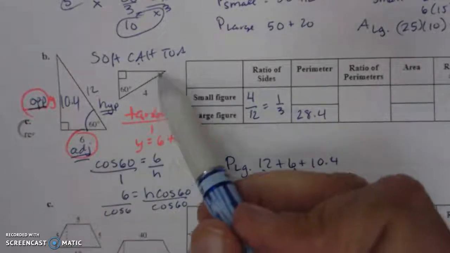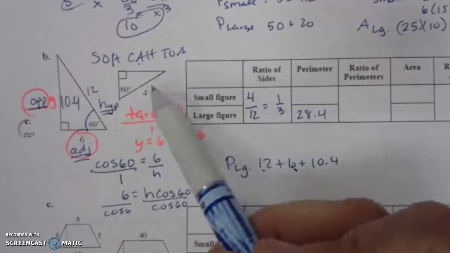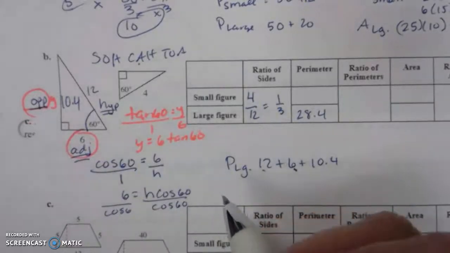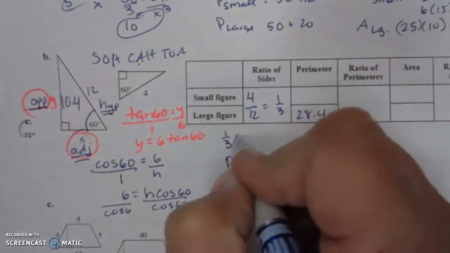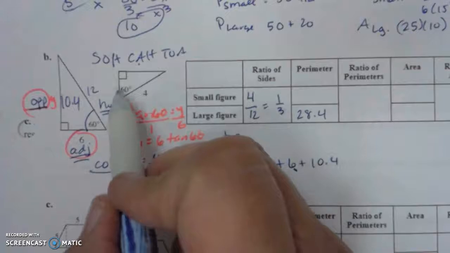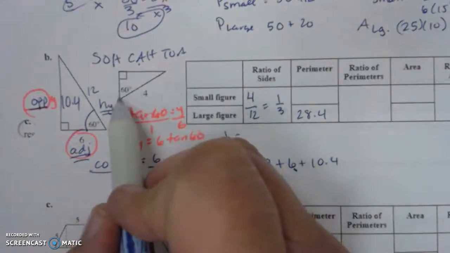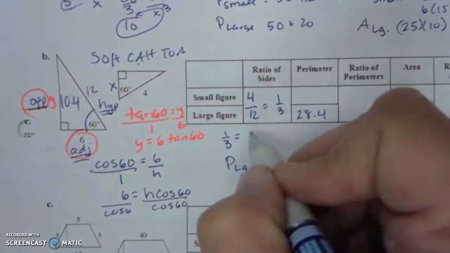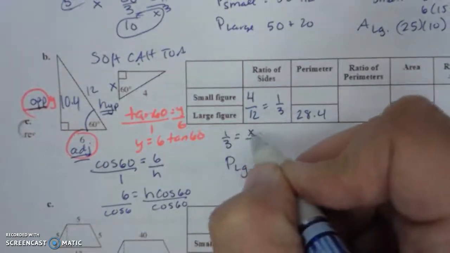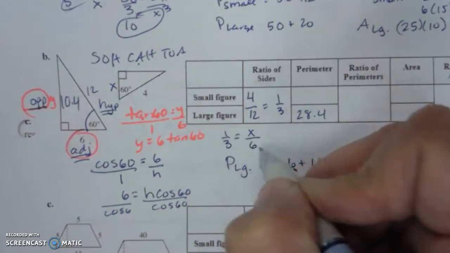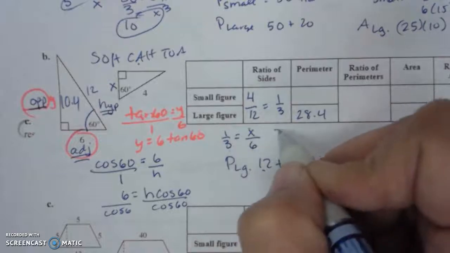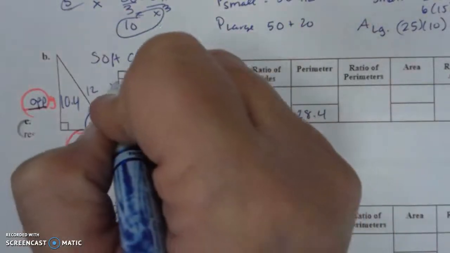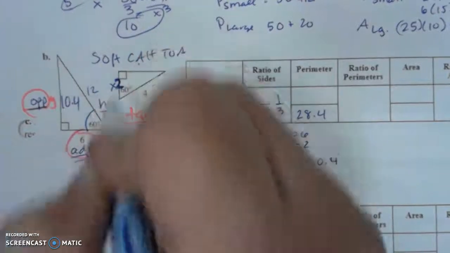Now the small figure, I need to know what all these different sides are. I already know I have a ratio of 1 to 3. So to set up that ratio, let's go 1 over 3 equals, now I don't know what this little side is right here, but it corresponds to this side right here. I'll call this x. I'm looking for the x on the small. Everything about my small figure is on the top, and over 6. And we're going to multiply across. We get 3x equals 6, or x equals 2. So I know that this side is 2.